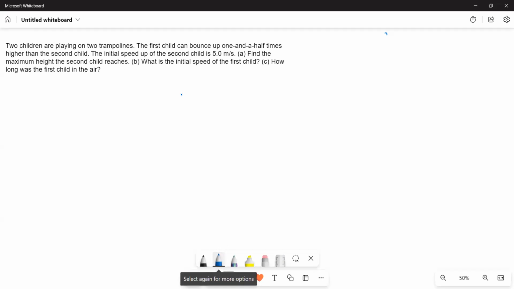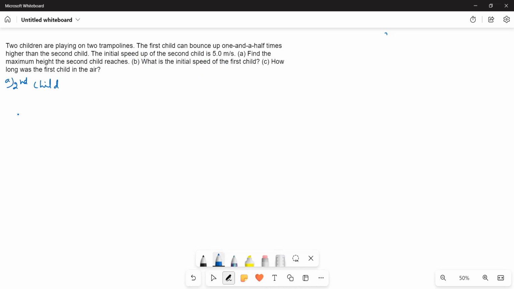Here, two children are playing on two trampolines, and the second child's initial speed is given to us. We are supposed to find out the first child's initial speed. Let us do the problem. Second child.